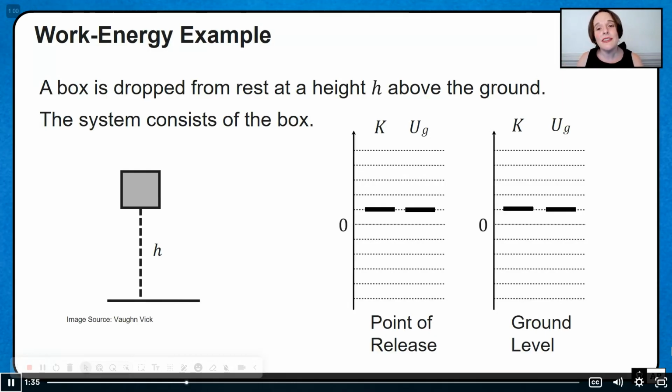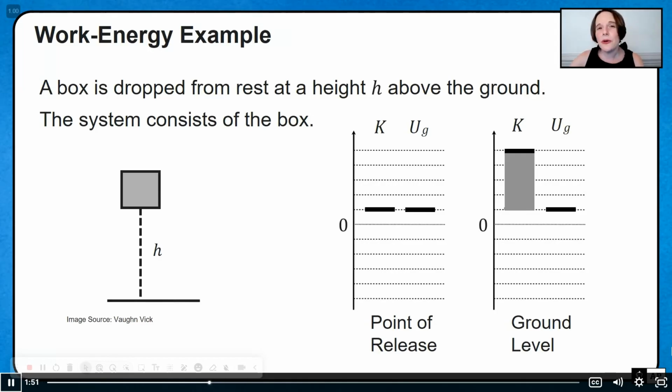So the way we represent that through our bar chart is we show that there's nothing at the point of release. And then once it's at ground level, it has gained this kinetic energy. The force of gravity did work on the box to increase its kinetic energy.